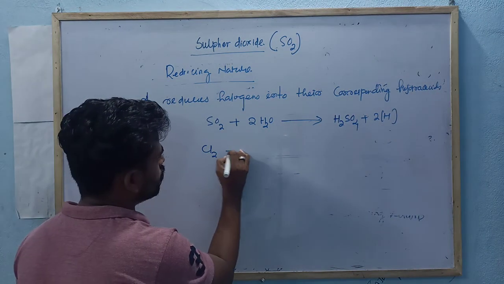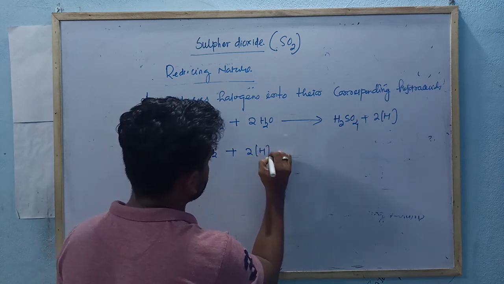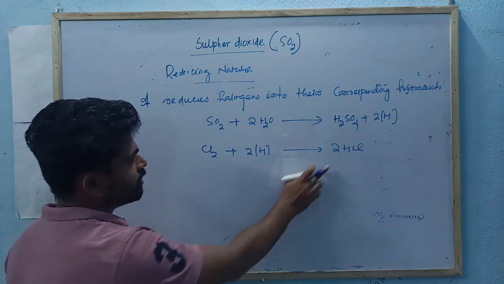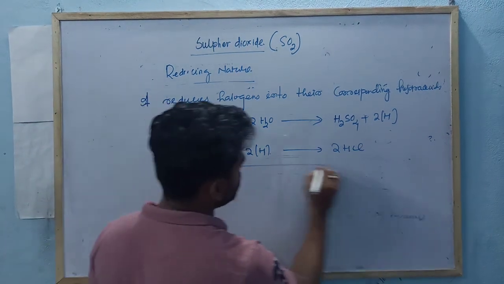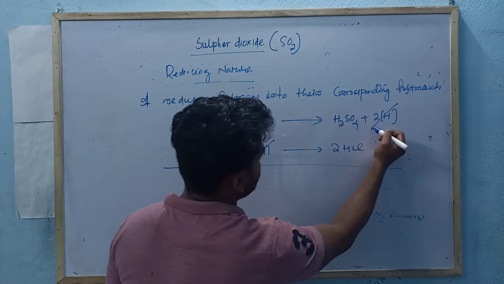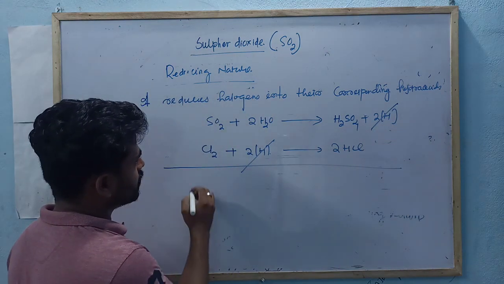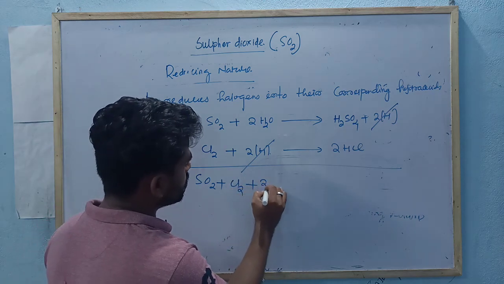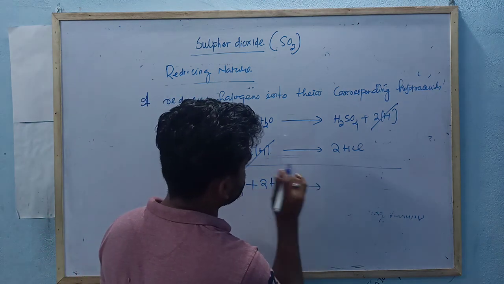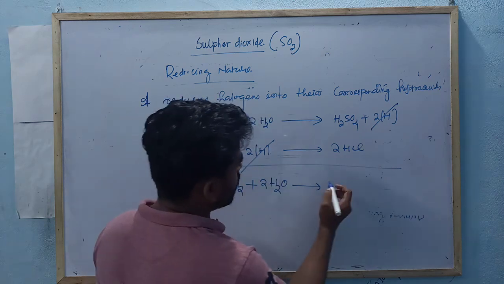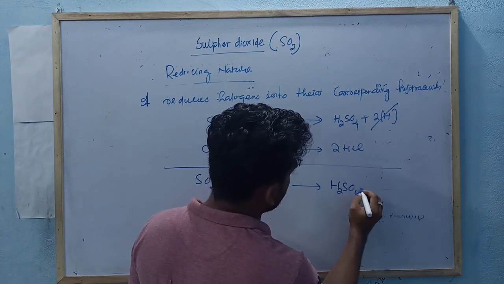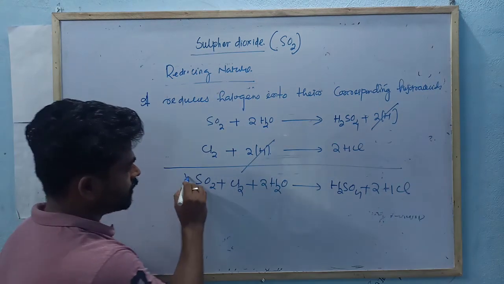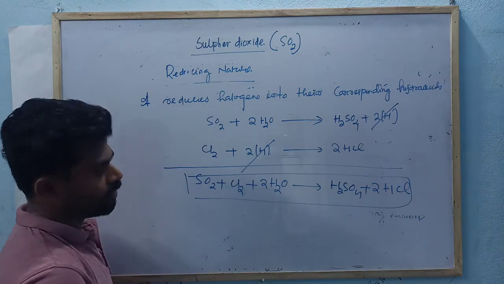That is called reduction of a halogen. So Cl2. Let's say these are two nascent hydrogens. Then it will give you 2HCl. This is their halogen acids, HCl. Now we just add these two equations. Two nascent hydrogen get cancelled. So the final equation can be written as SO2 plus Cl2 plus 2H2O giving rise to your H2SO4 plus 2HCl. Okay, so this is the final equation.